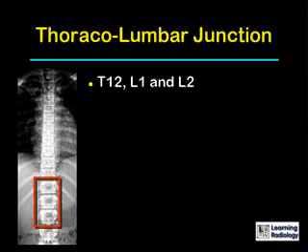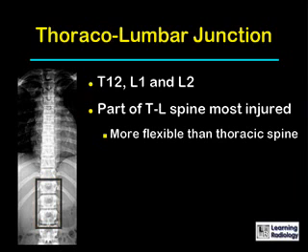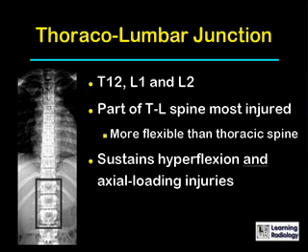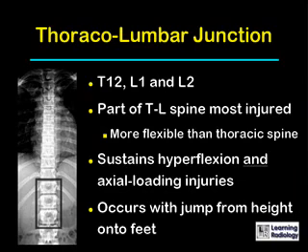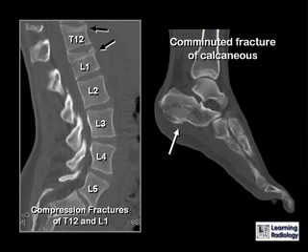The thoracolumbar junction is defined as T12, L1, and L2. Mechanically, it is different from the remainder of the thoracic spine because it's more flexible than the fixed kyphosis of the thoracic spine, and it is the portion of the thoracolumbar spine that is most injured in traumatic injuries. It sustains both hyperflexion and axial loading injuries, which usually occur with a jump from a height onto the feet.